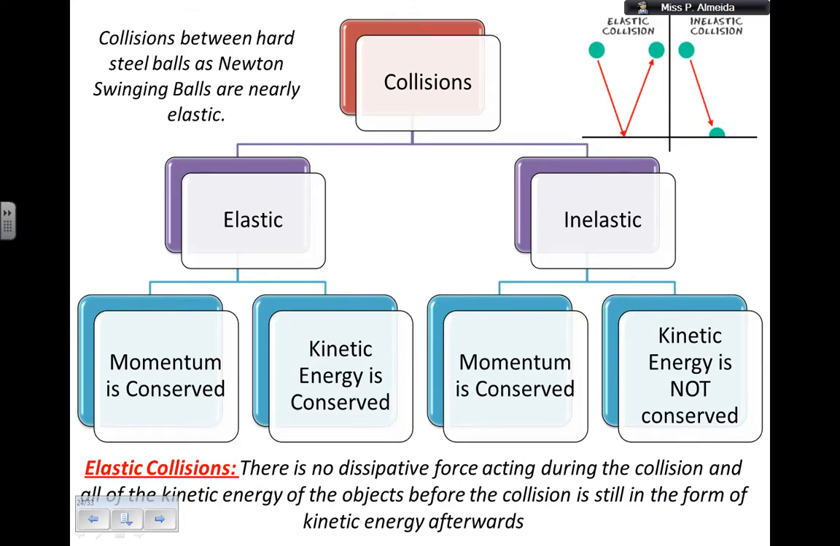So, collisions, you can have elastic or inelastic collisions. Now, think about the collisions of hard steel balls with the Newton swinging ball, the Newton's cradle. They are nearly elastic. They keep going and touching each other and then making the other ball move away. So they are kind of bouncy. So any bouncy collision, like this one here in the diagram, is going to be an elastic collision.